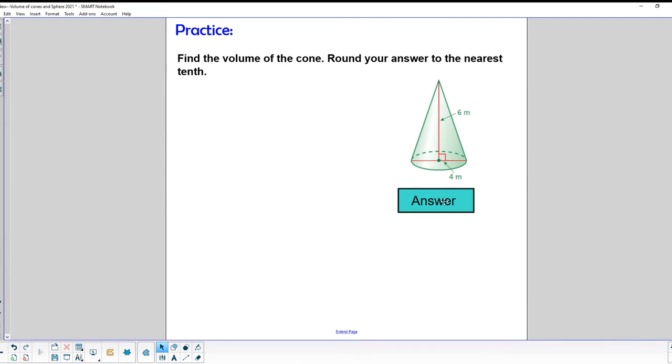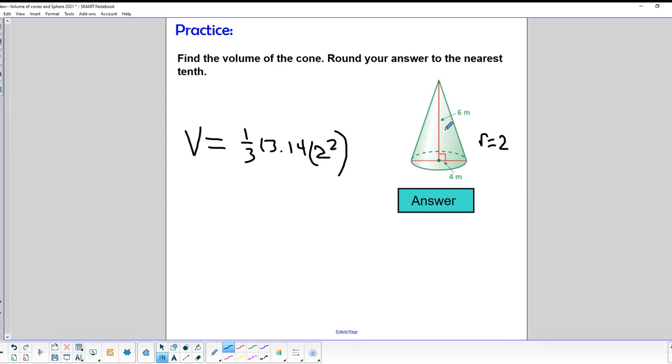Okay, let's do another one. Now this one we already have a diameter across the bottom, so we know that in this particular cone, we're going to need to find the radius to use the formula, and the radius is going to be 2. So the volume is 1/3 times 3.14. So 1/3 pi times the radius squared. So 2 squared. And then times the height of the cone, which in this case is 6.